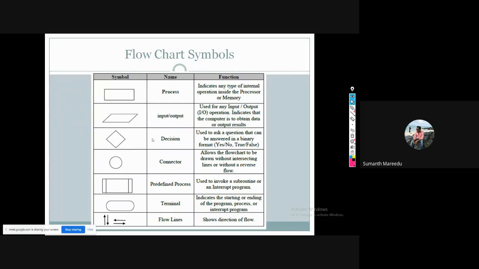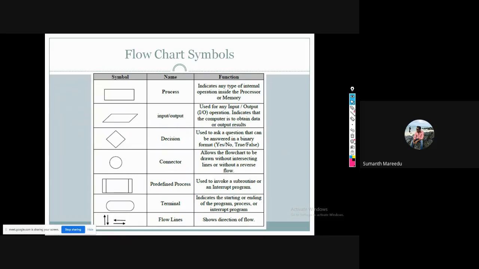And next one is this parallelogram. The parallelogram is used for representing an input or output operation. If in the algorithm or the flowchart you want to represent any input or output operation, that can be represented with the parallelogram. So definitely every flowchart will have a parallelogram in the beginning and the ending, because every program will have an input and output. So you'll have a parallelogram for representing input or output operation.